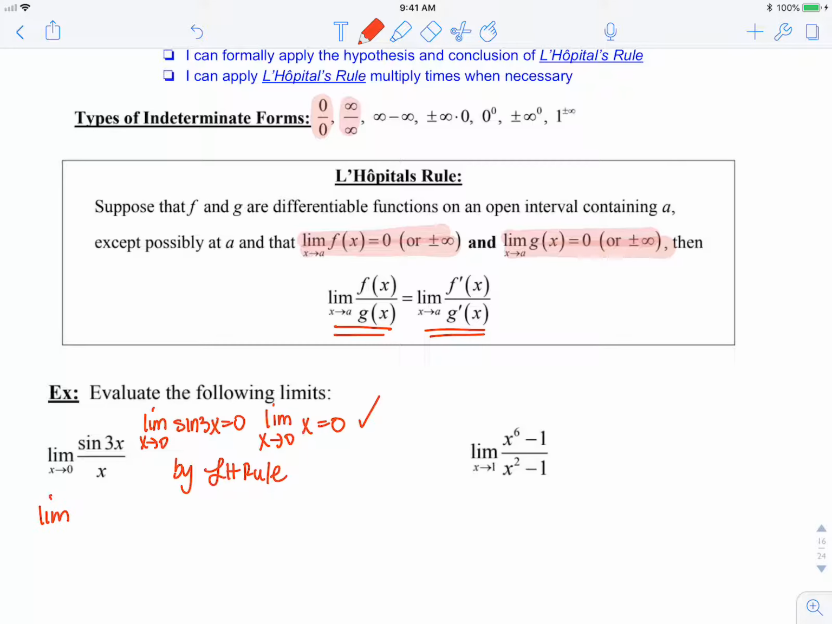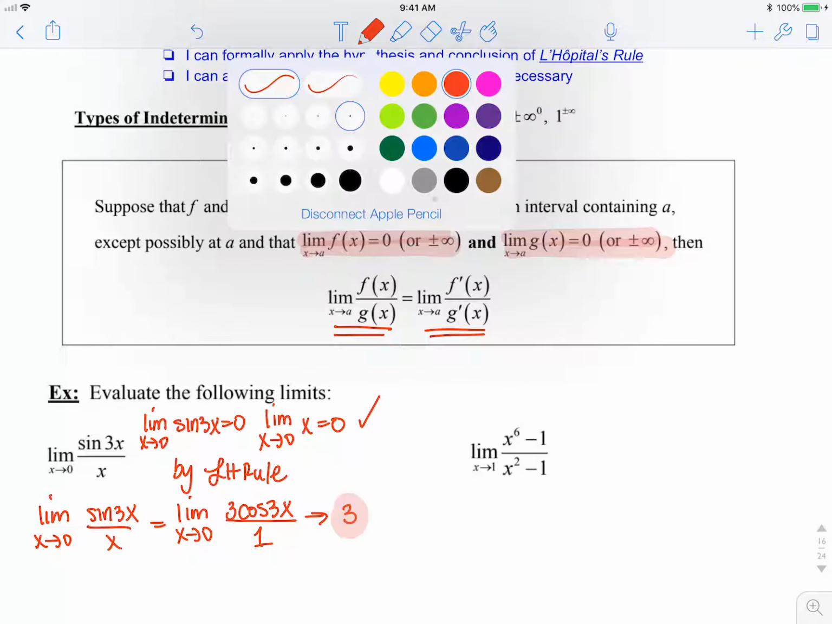So the limit as x approaches 0 of sine 3x over x equals the limit as x approaches 0. The derivative of sine 3x is 3 cosine 3x over the derivative of x, which is 1. So now I can get direct substitution, and my final answer is 3.